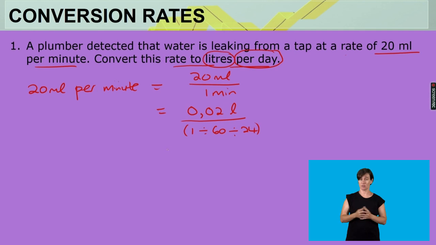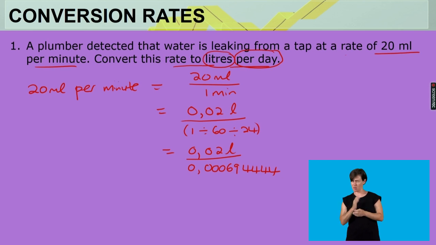That will give us, and I'm going to write this down so that you can see all the steps, right? 0.02 liters divided by, if I simplify this part here, 0.000694444. Let me double check my answer. So that is correct. So now I'm going to type this in, right?